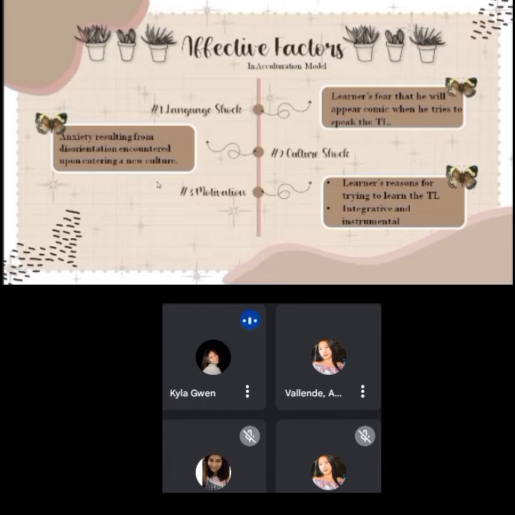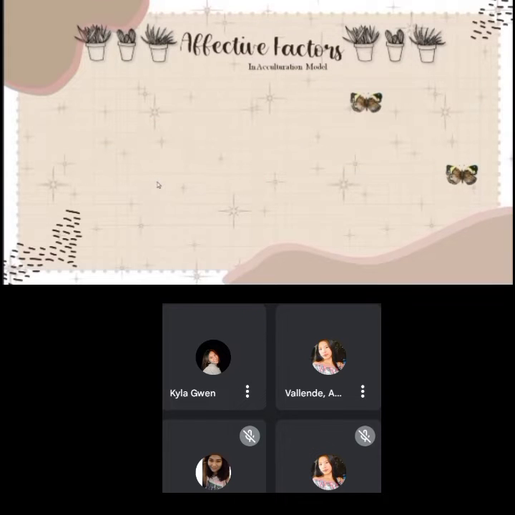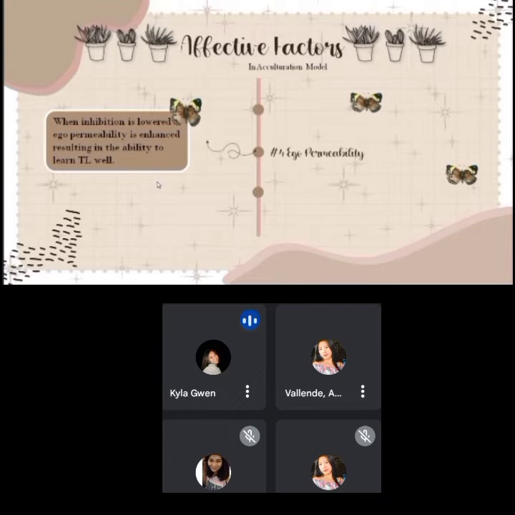Next one is motivation, the learners' reason for trying to learn the target language, and of course, there's integrative and instrumental motivation. Integrative is when you use it for your daily life, and instrumental is just for classroom usage. Next, and lastly, the affective factor is ego permeability. When inhibition is lowered, ego permeability is enhanced, resulting in the ability to learn the target language well.